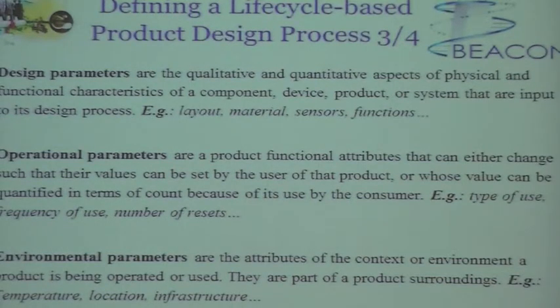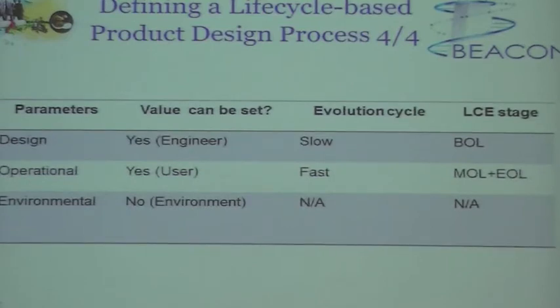So we are part of the process around it. These are the ones over which we have little control or no control at all. Those will be temperature, let's say, the location where it's being used, or the infrastructure. Another way to look at all those three parameters is to look at the life cycle.